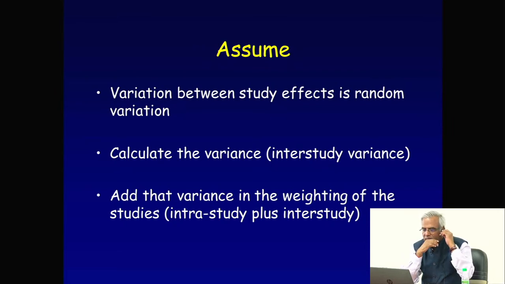As I told you, intra-study variance depends on what? We discussed that in the previous slides. The variance which we measure determines the precision. It depends on sample size, event rate, or if it is a continuous outcome like blood pressure, then the standard deviation, standard errors, and so on. Whereas between-study variance is only specific to that meta-analysis. So you have 10 studies, and how the effect size varies across the studies is what is captured in the inter-study variance.